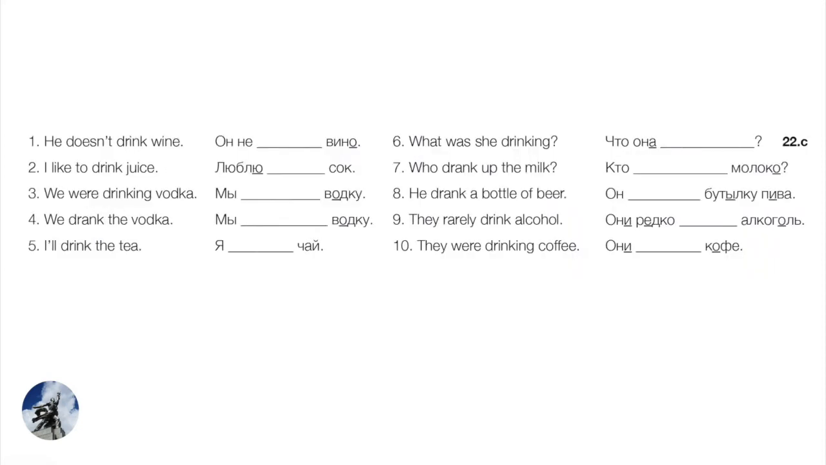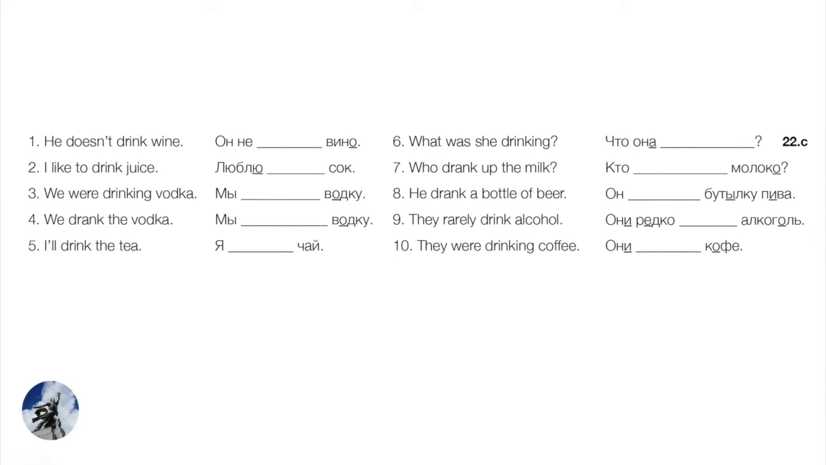Okay, let's try to fill in a couple of blanks here. Again, watch tense. Think about aspectual choice. He doesn't drink wine. Okay, that's a present tense verb. Он не пьет вино. Number two, I like to drink juice. Or we could say literally, I love to drink juice. Okay, again, we need an infinitive, just like in English. I love to drink. Люблю пить сок.